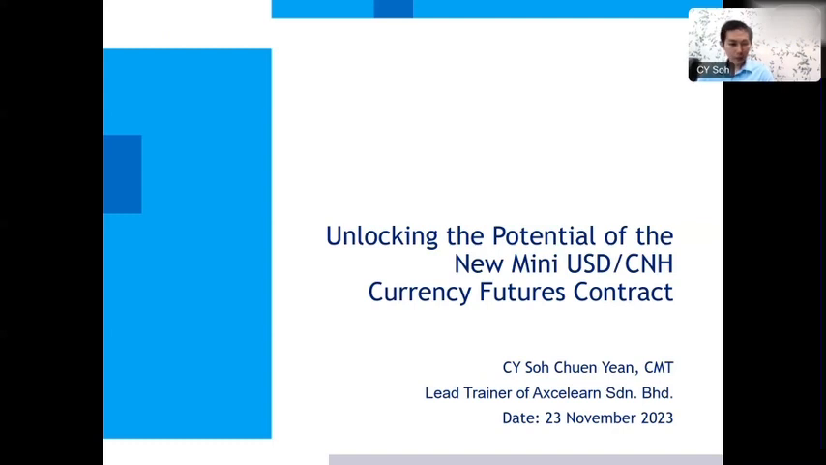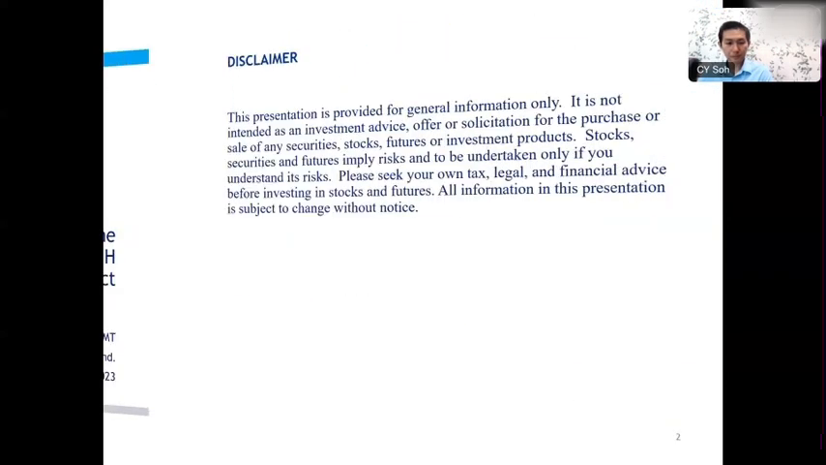And as Ryan has already mentioned earlier, in Malaysia futures market, we have several types of futures contracts. We have the index futures, commodity futures, interest rate futures, and now we have the new currency futures, which is this new Mini USD CNH futures, which we call FCNH. So let's dive into it and have a look at this FCNH.